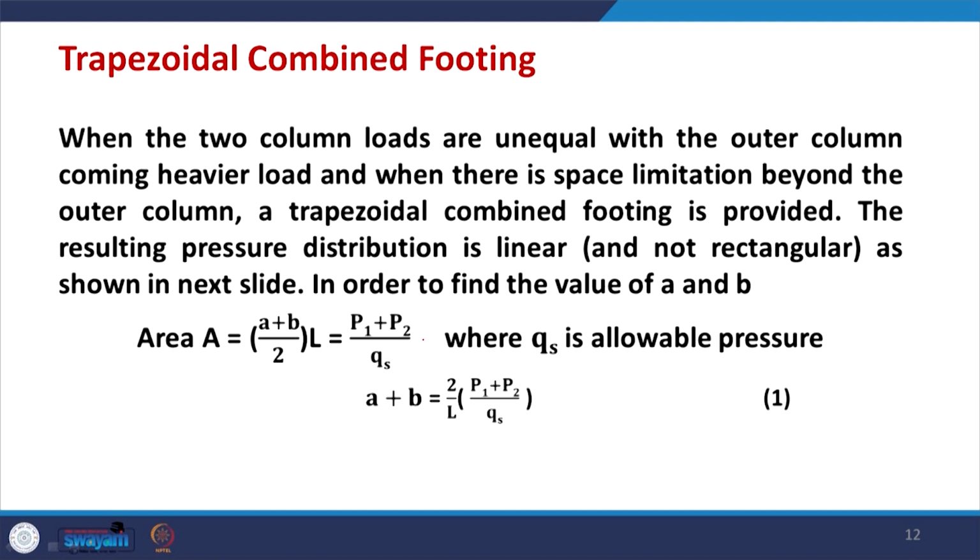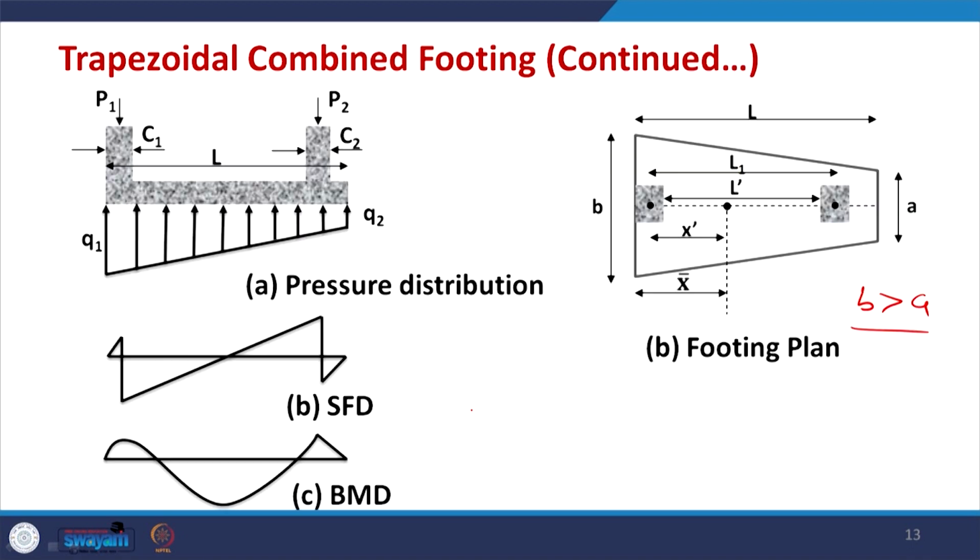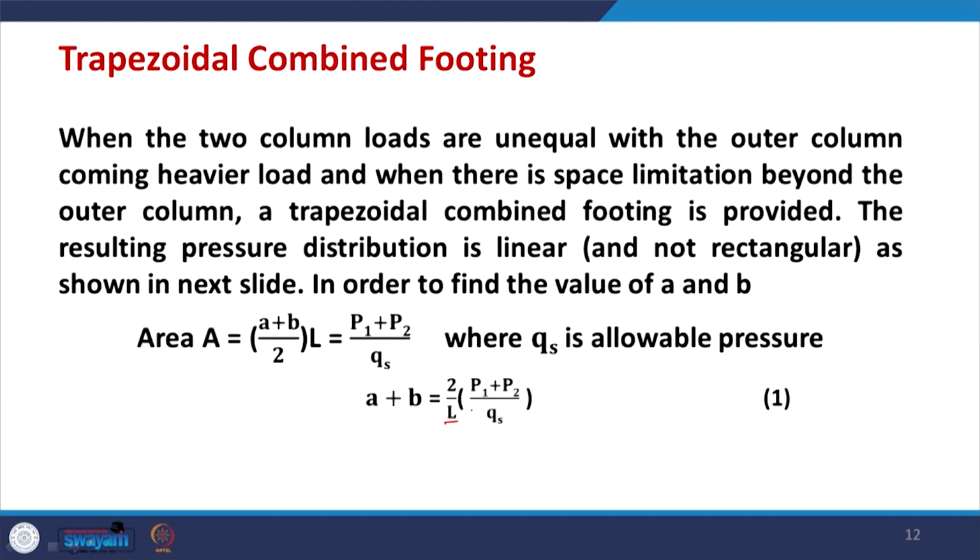So, (A plus B) by 2 into L, and this total area will be, as before, (P1 plus P2) divided by Qs. Now you see that this equation gives you the value of the sum A plus B, provided you already know the value of L. Here the value of L is fixed from other considerations, like the eccentricity consideration. So, from practical consideration it will be assumed that the length of the footing is known to us. Then we have one equation for A plus B, given as equation number 1, but again there are two unknowns, A and B.